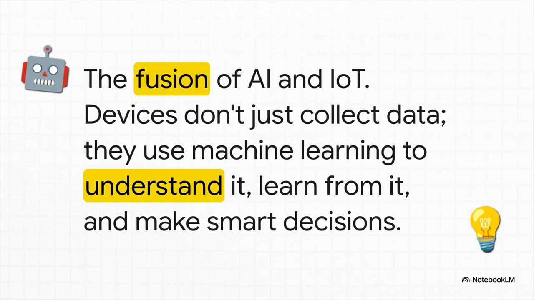And the second trend, wow, this one is even bigger. It's the fusion of artificial intelligence and IoT. People are calling it AIoT. This is where things get truly intelligent. Devices don't just collect data and follow rules anymore. They use AI to understand context, learn from patterns, and make their own smart decisions. Think of a smart home that learns your habits instead of just following a schedule.